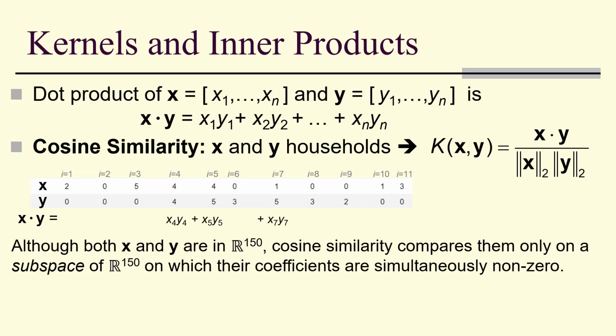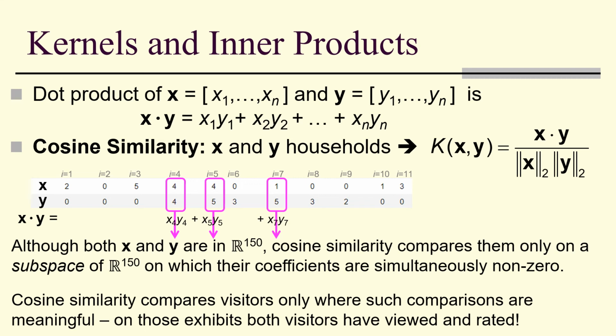So even though X and Y are 150-dimensional vectors, cosine similarity compares them only on a subspace. In fact, in this case, the 3-dimensional subspace. So cosine similarity compares visitors only where such comparisons are meaningful: on exhibits both visitors have viewed and rated.